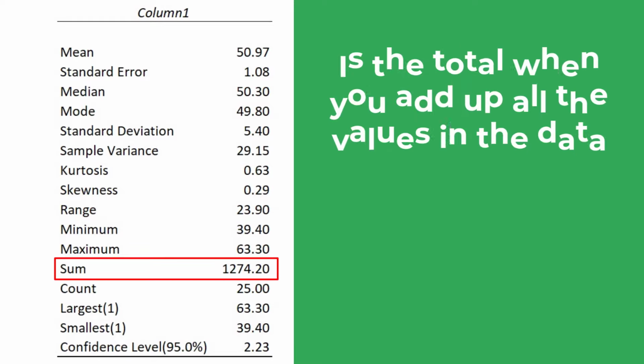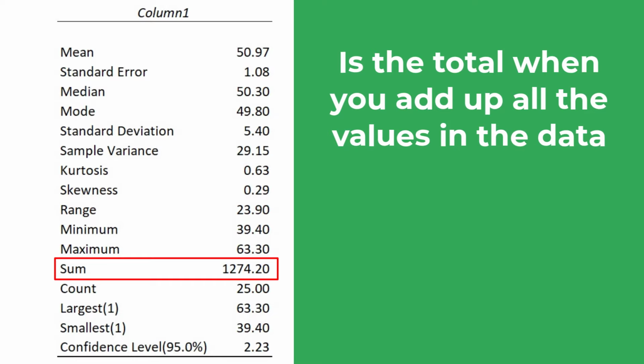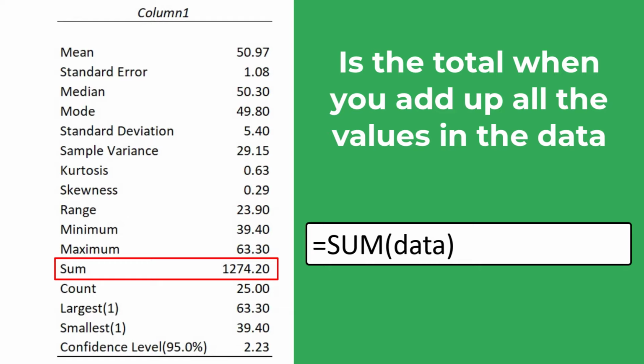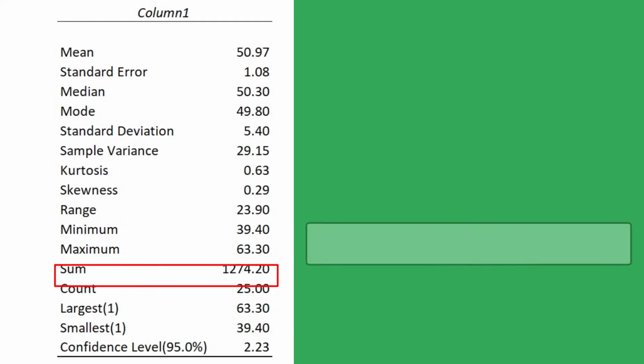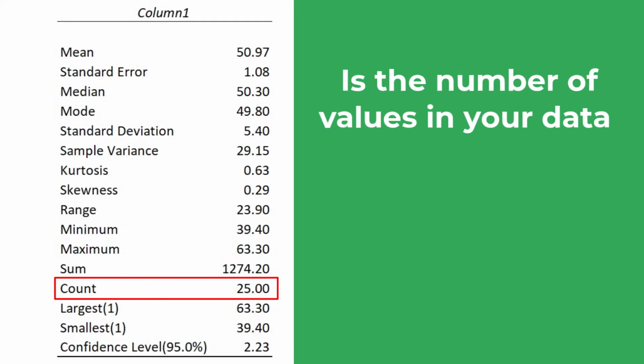Next up, we have the sum. The sum is simply the total when you add up all of the values in your data, and you can use the sum function to calculate this yourself. The count is the number of values in your data. In my case, I have 25 individual values.